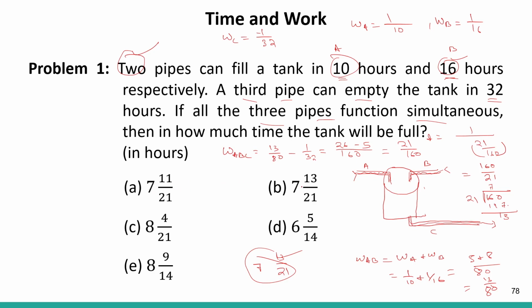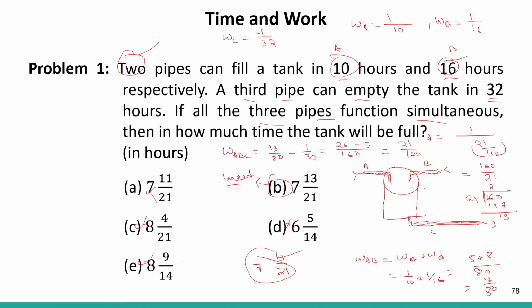Among all 5 options, that is option A: 7 whole 11 by 21, option B: 7 whole 13 by 21, 8 whole 8 by 21, 6 whole 5 by 14, and 8 whole 9 by 14, only option B is the correct one. Options D, C, A, E are all wrong ones.